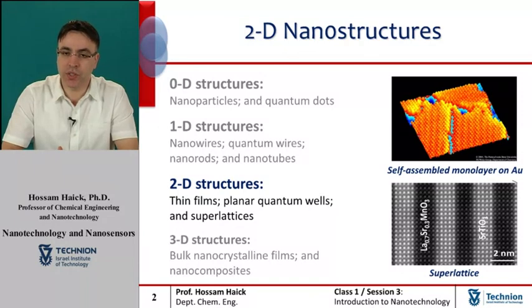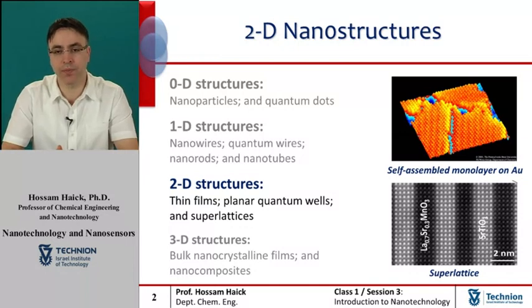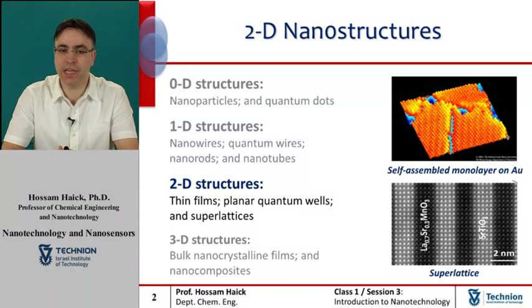Two-dimensional structures include thin films, planar quantum wells, and superlattices, as can be seen on the screen. As a representative example of a thin film, please have a look at the scanning tunneling microscope image of a self-assembled monolayer of N-decanethiolate on a gold surface. As seen in the image, the individual molecules are closely packed into a hexagonal array.